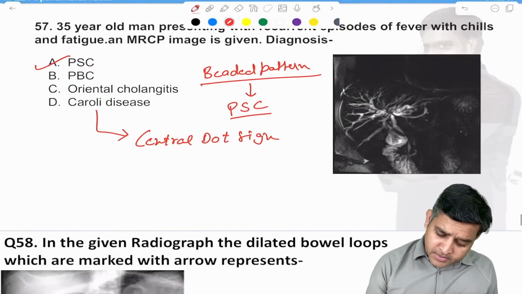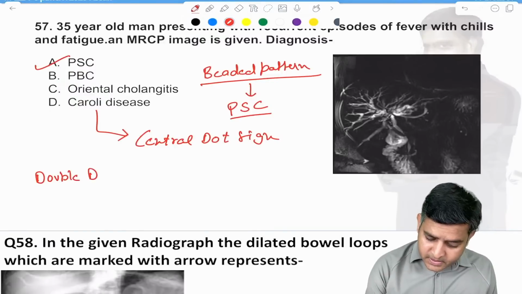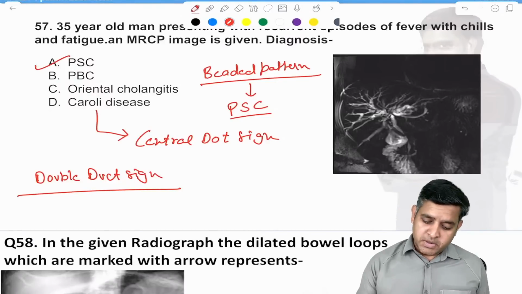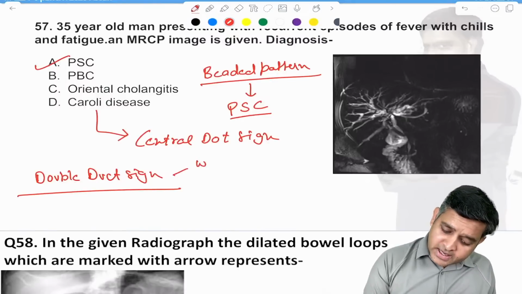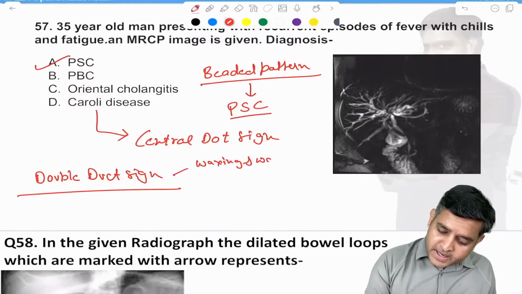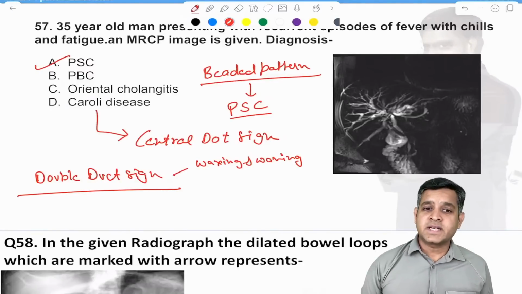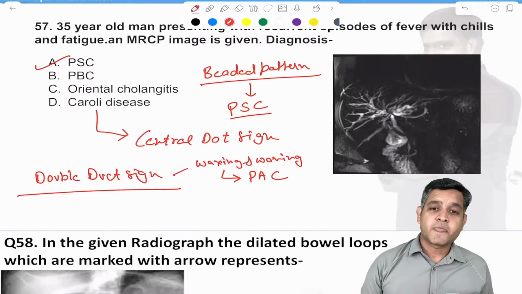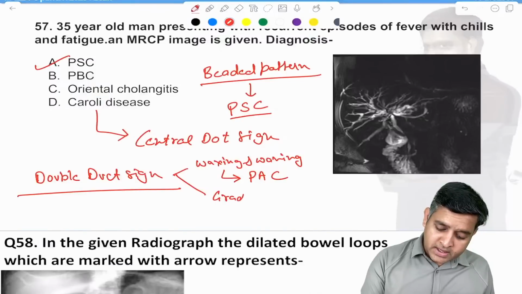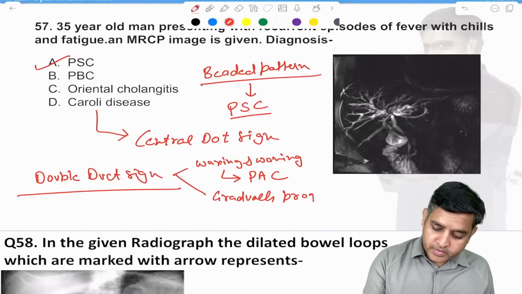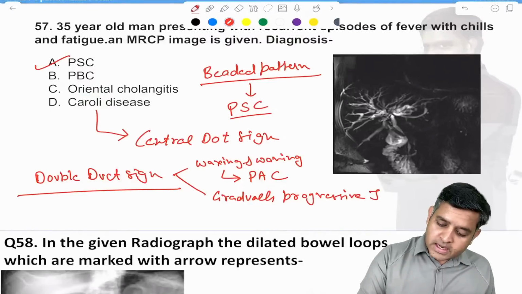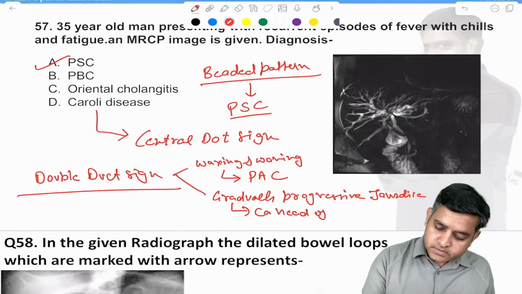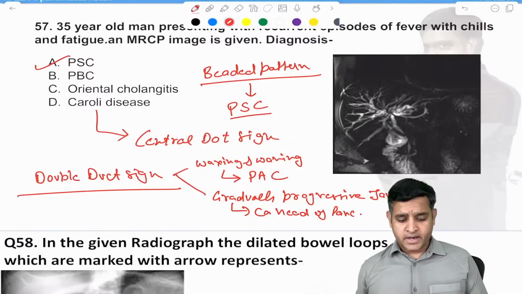Anybody who can tell me double duct sign is seen in? Double duct sign is seen in periampullary cancer if the patient has a waxing and waning pattern of jaundice. However, if it is presented with gradually progressive jaundice, then the answer is carcinoma head of pancreas.